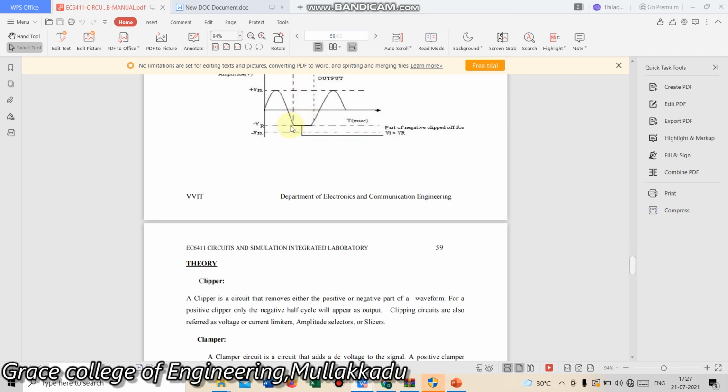See, in this it is a negative clipper when the V input is less than the V reference. Here we take V reference as -2. When the input is less than -2, then it will get clipped. If it is less than, it will allow.